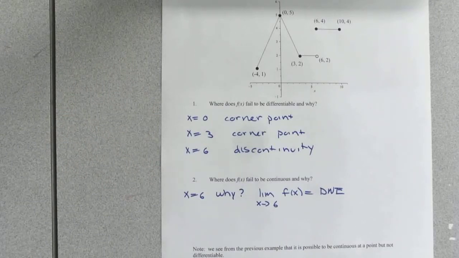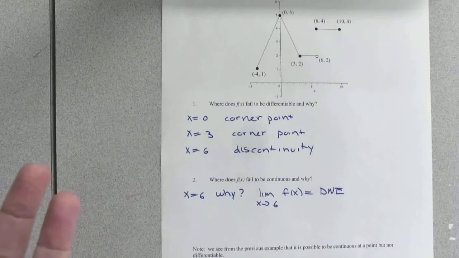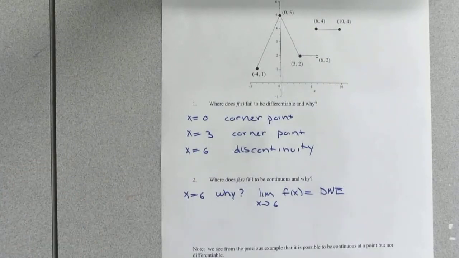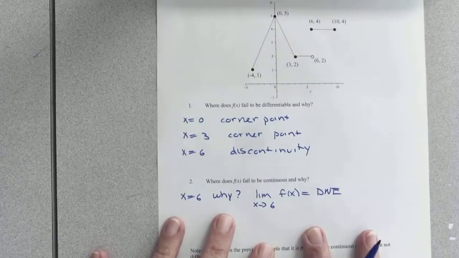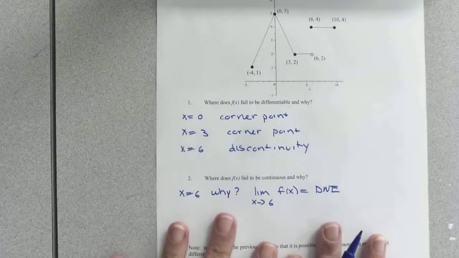Continuity, or where something is discontinuous, is just looking for gaps, breaks, and holes. Continuity doesn't care about corner points, it doesn't care about cusps, it doesn't care about vertical tangents. Continuity is just gaps, breaks, or holes. Being able to draw the picture without lifting your pencil, pen, or crayon. So here, the only discontinuity is there. Discontinuities are just gaps, breaks, and holes.